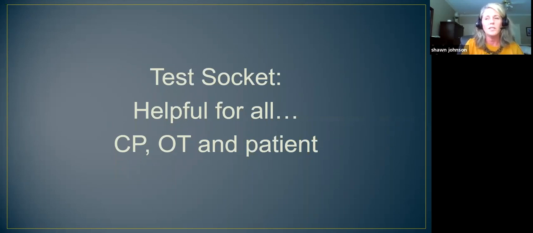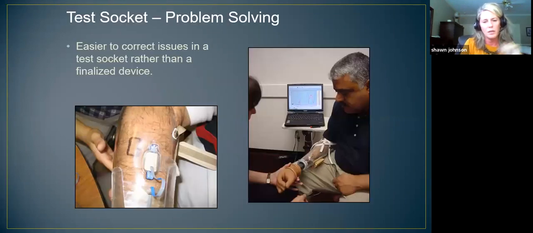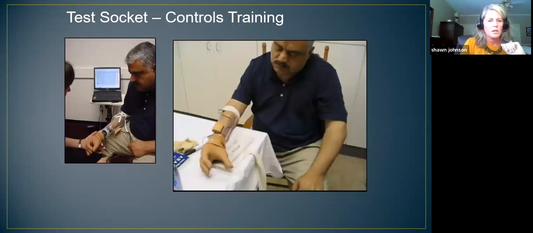It's helpful to the OT because they can take that test socket into therapy and try things out and see how it works in real life scenarios. And then it's helpful to the patient. It's the added weight, and it's doing it in different body positions. So they're not just staring at a screen, sitting down, they're able to really test it out in real life situations. So here are examples of what that may look like. Easier to correct issues in a test socket rather than a finalized device, like I mentioned.